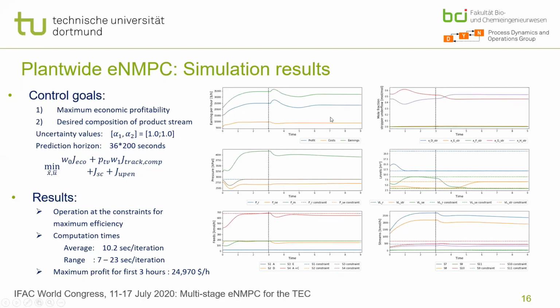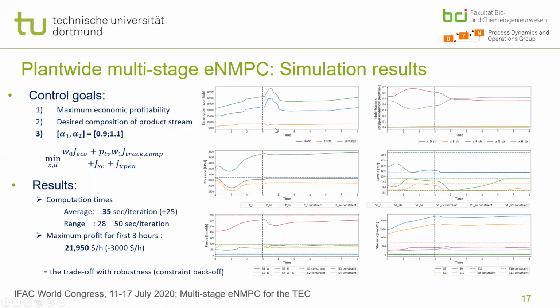After the control goal switch, the feed ratio changes as it was prescribed by the cost function, and from hour 5 on, you see that we are producing more H than G, and the profitability is slightly lower than before.